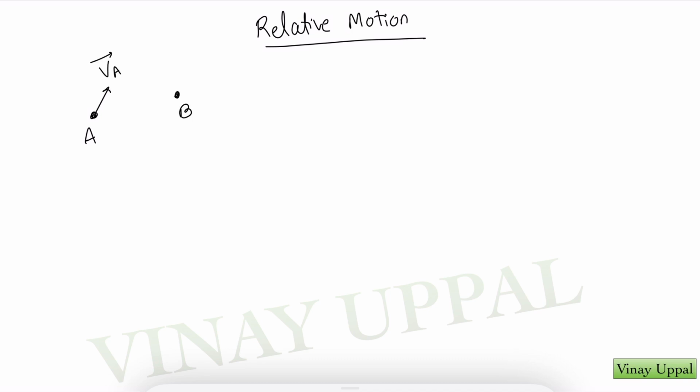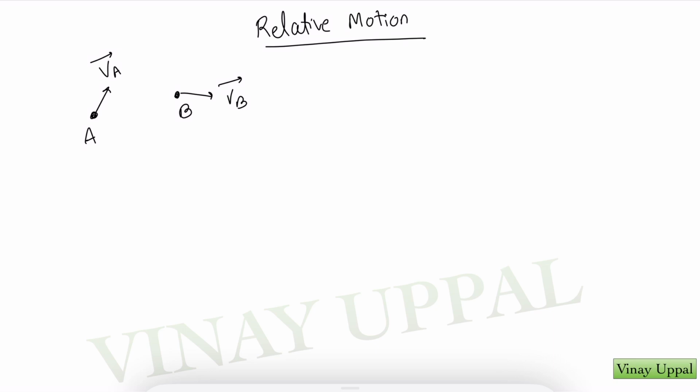In the second lecture of kinematics, I'm going to start off with relative motion. So relative motion: if I have two particles, A and B, let's say, and the velocity of A is VA vector and the velocity of B is VB vector. Now these velocities are measured according to some observer.